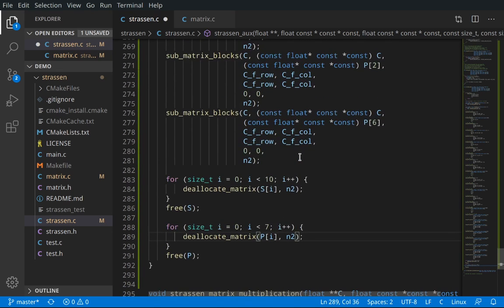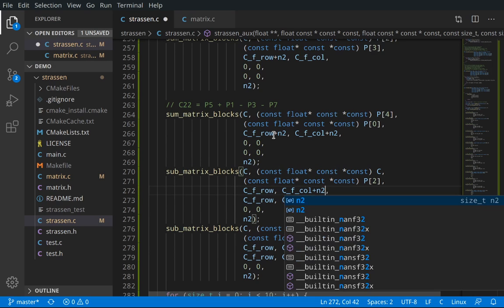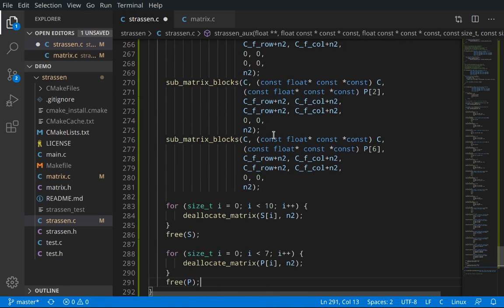Oh yeah, someone is saying that I forgot to change the first row and first column in C22, and you were right. So it should be C plus n2 plus n2 plus n2 plus n2 plus n2 plus n2 and plus n2, and finally plus n2. Okay, this is it. Thank you.